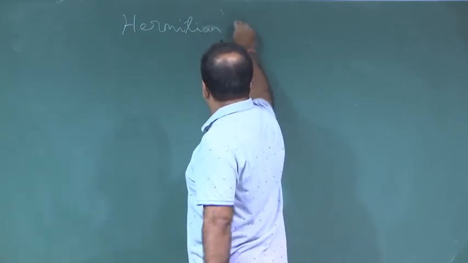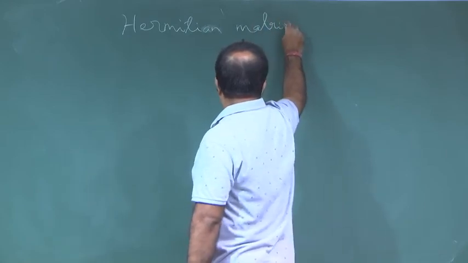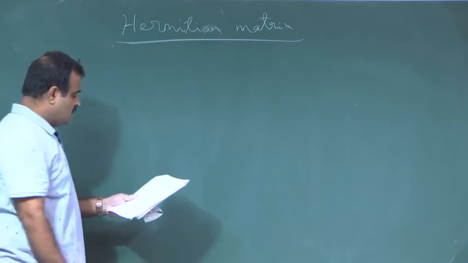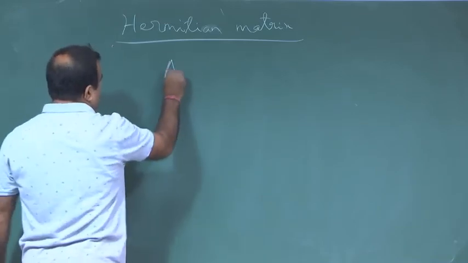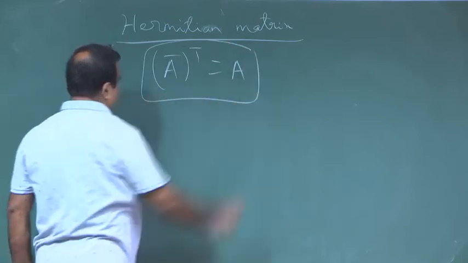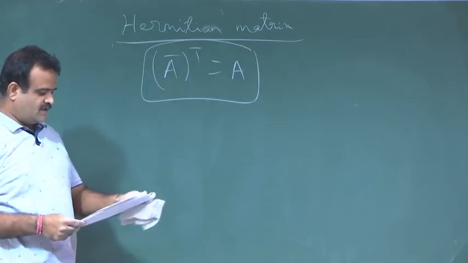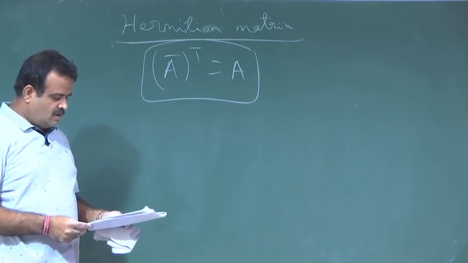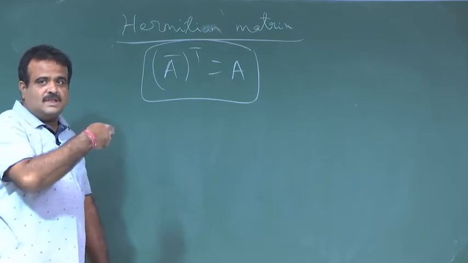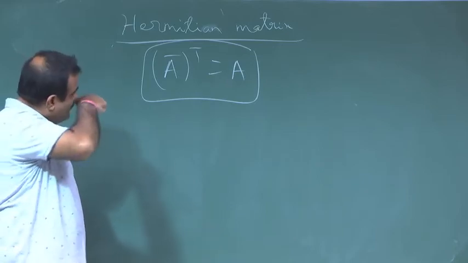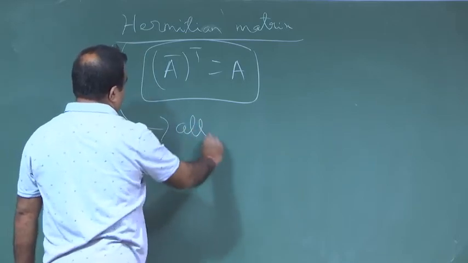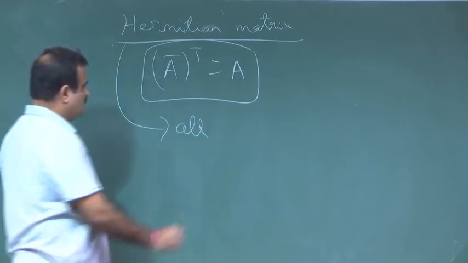Hermitian matrix. So, when we say a matrix is a Hermitian matrix, if A bar transpose equals A, this is the definition of a Hermitian matrix. Now, the same technique we used in the last proof will go here, and we can say that all the eigenvalues of a Hermitian matrix are real.